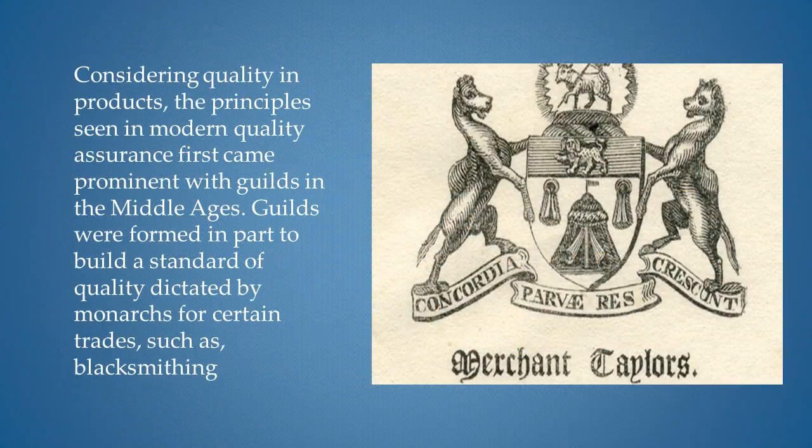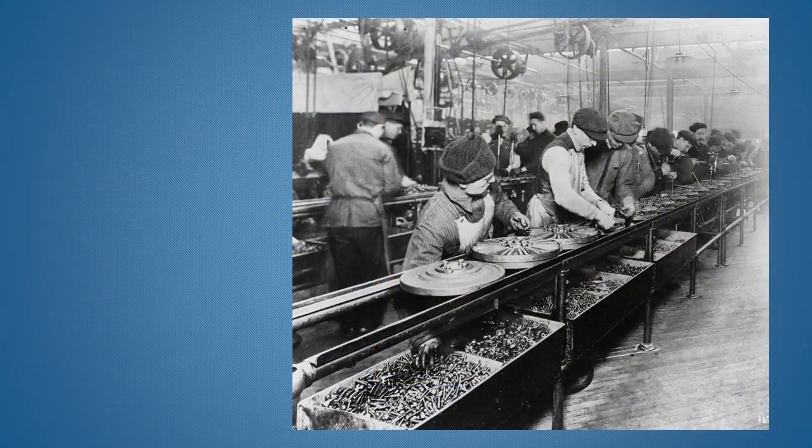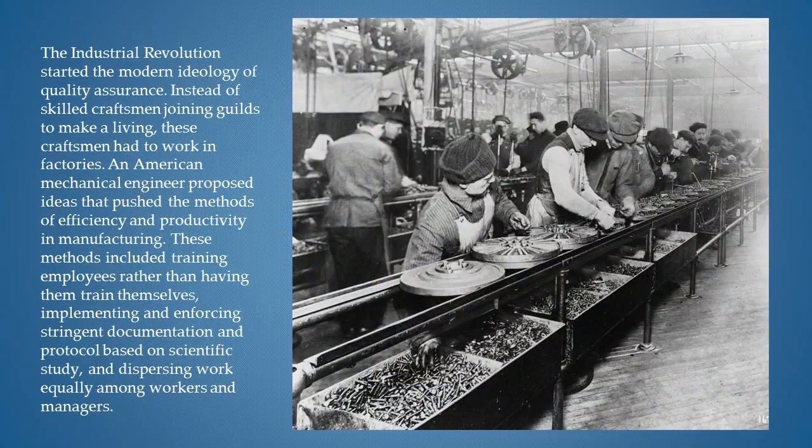Considering quality in products, the principles seen in modern quality assurance first came prominent with guilds in the Middle Ages. Guilds were formed in part to build a standard of quality dictated by monarchs for certain trades, such as blacksmiths. The Industrial Revolution started the modern ideology of quality assurance. Instead of skilled craftsmen joining guilds to make a living, these craftsmen had to work in factories.